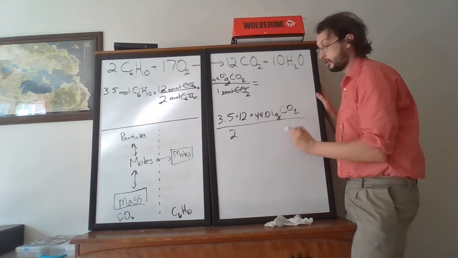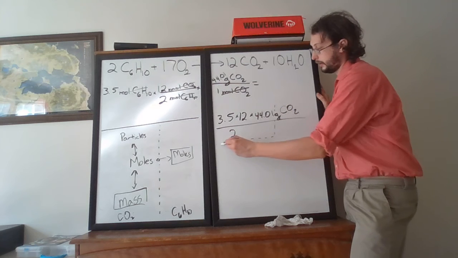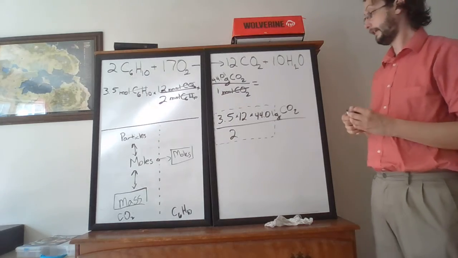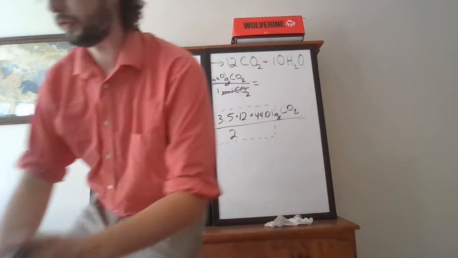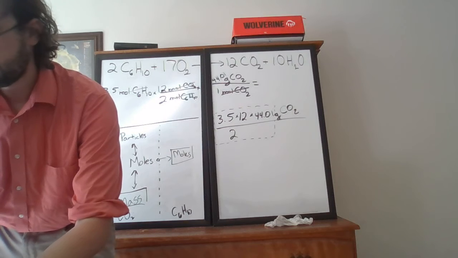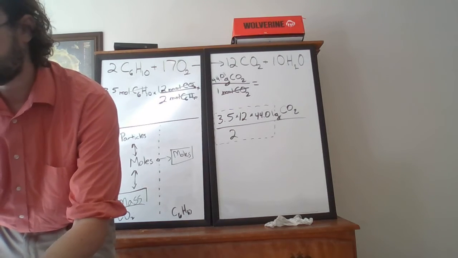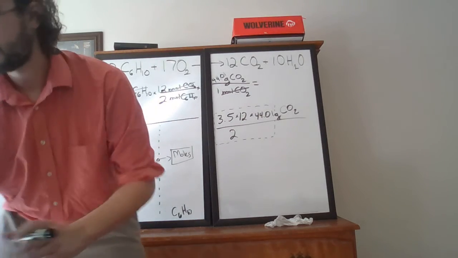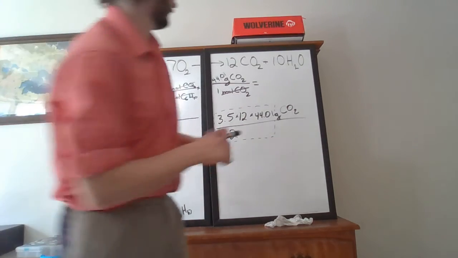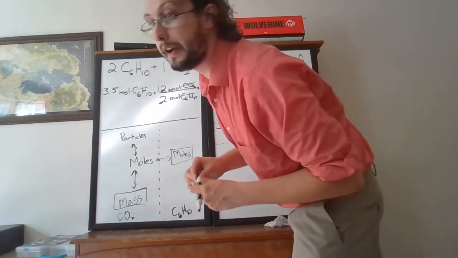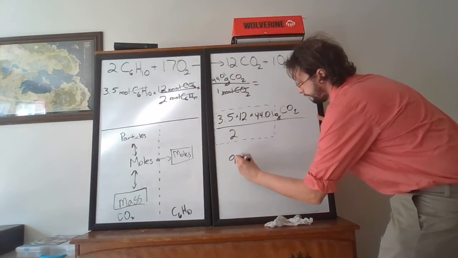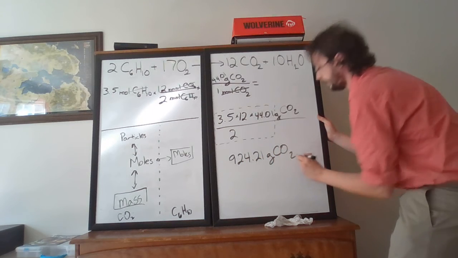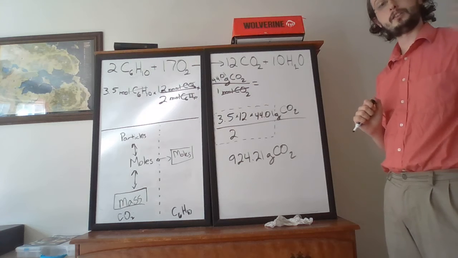If we look at this fraction now, all you have to do is plug it into the calculator: 3.5 times 12 times 44.01 divided by 2. I'll go over here and do that real fast. 3.5 times 12 times 44.01 divided by 2. That doesn't look right. It's probably right. Yeah. It is 924.21 grams of carbon dioxide.